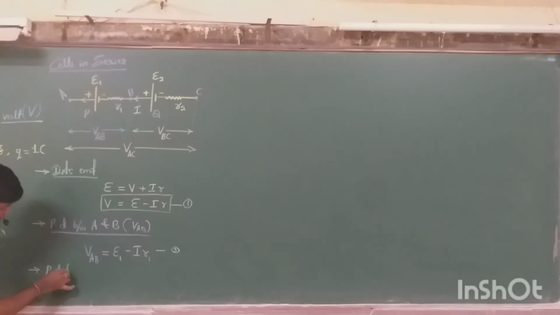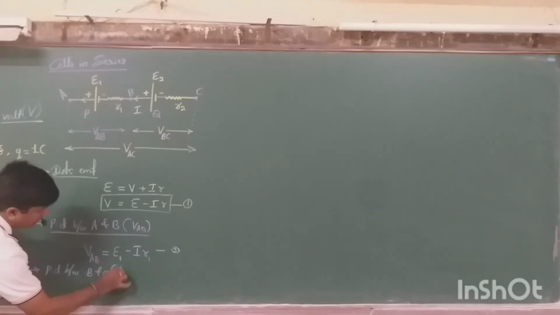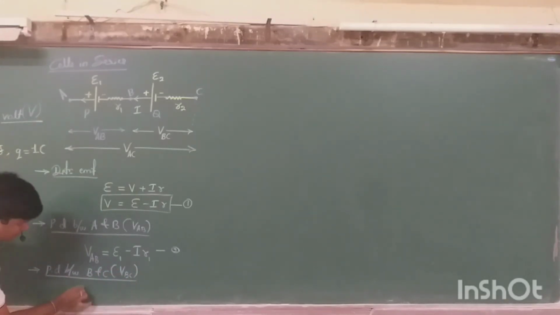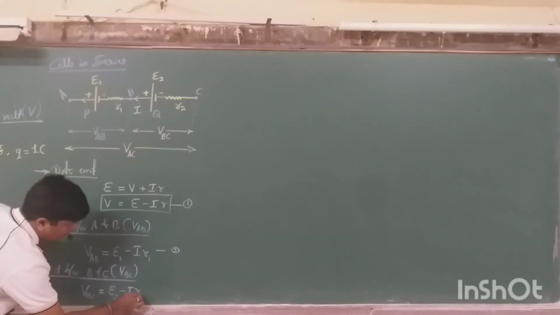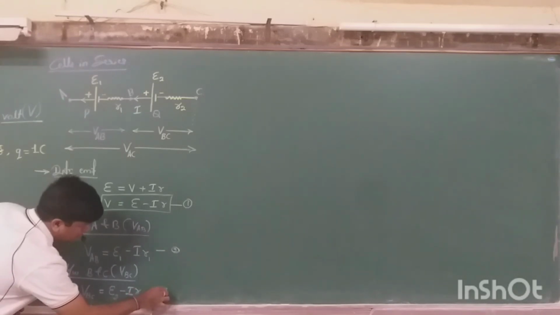Potential difference between points B and C, that is VBC. VBC is equal to E2 minus I R2. This is equation number 3.